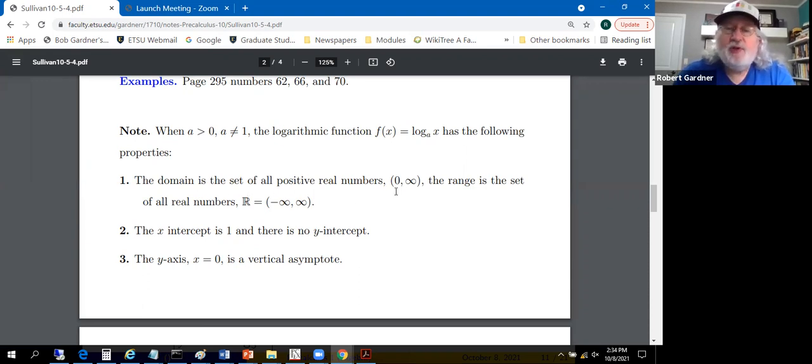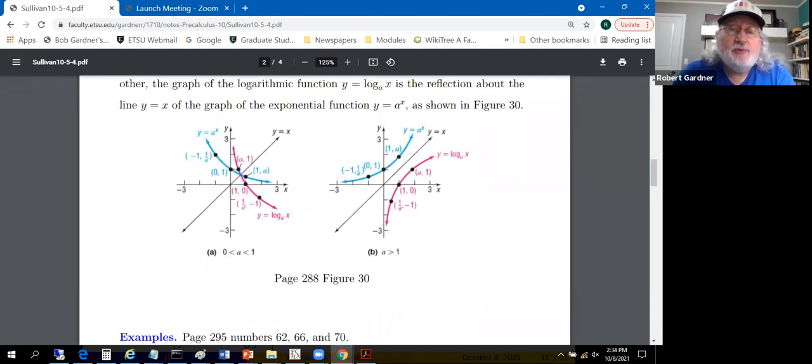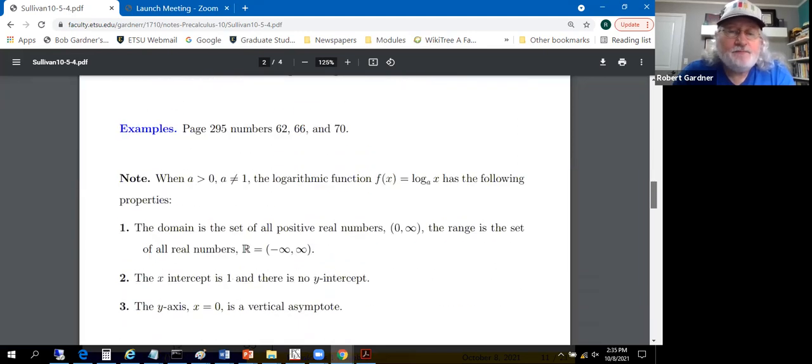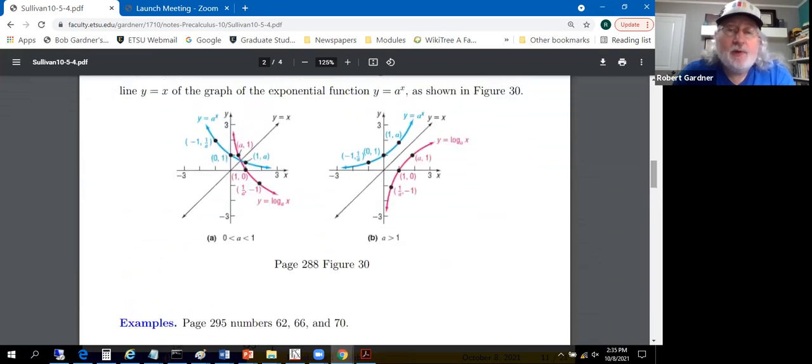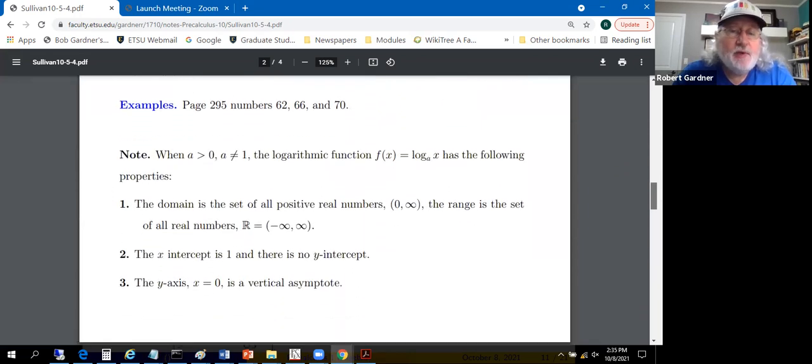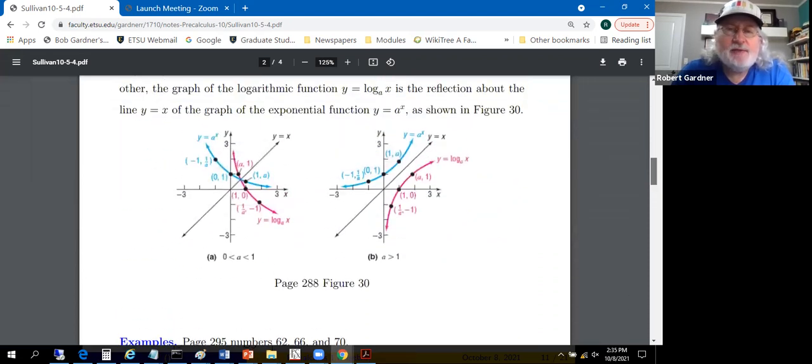Domain, positive real numbers. Range, all real numbers. The x-intercept is 1, and there is no y-intercept. I've got my eye on these pictures. Yes, the x-intercept is right there at (1, 0), whether a is greater than or less than 1. No y-intercept, right. They actually have vertical asymptotes along the y-axis. We'll state that here shortly. So no y-intercepts. The y-axis, in other words the vertical line x equals 0, is a vertical asymptote, and the curve approaches that vertical asymptote.